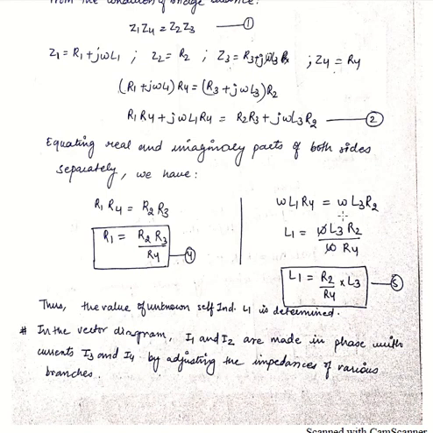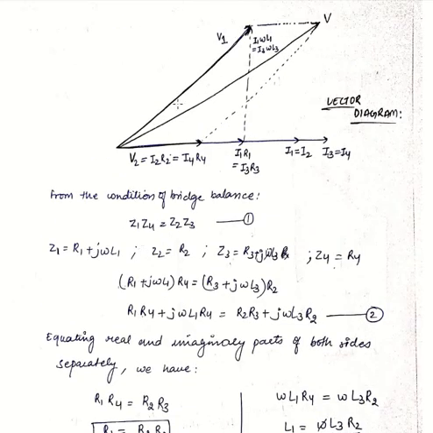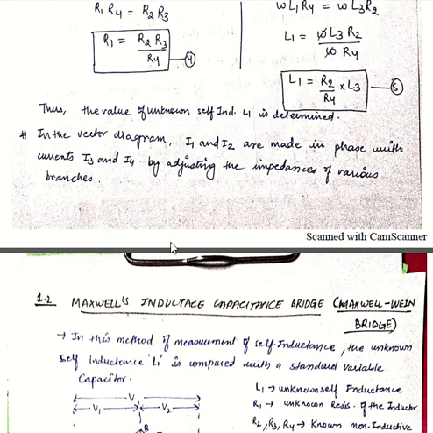Similarly, if we equate the imaginary part, we have omega L1 R4 equals omega L3 R2, in which L1 equals L3 R2 by R4. So the value of unknown self-inductance L1 can be determined by this: L1 equals R2 by R4 multiplied by L3. In the vector diagram, I1 and I2 are made in phase with currents I3 and I4 by adjusting the impedance of various branches. I have already mentioned this in the vector diagram.